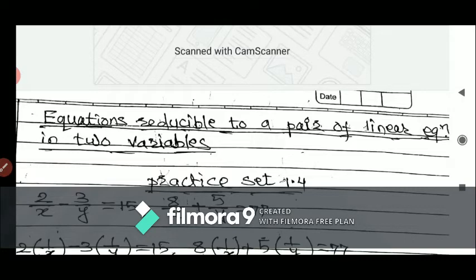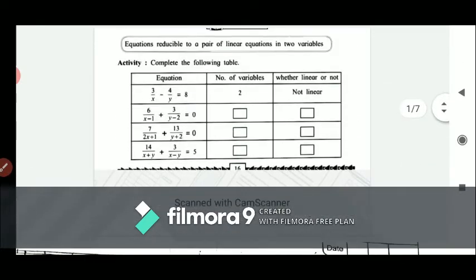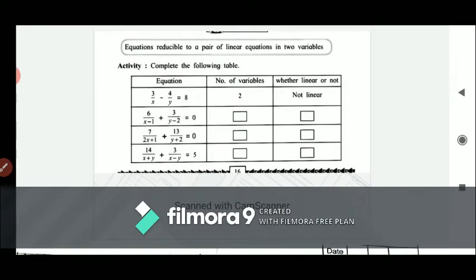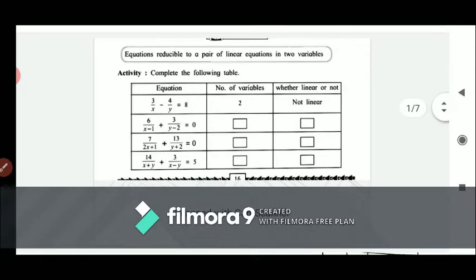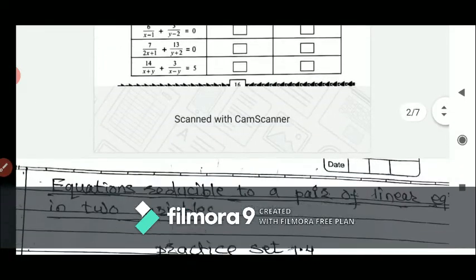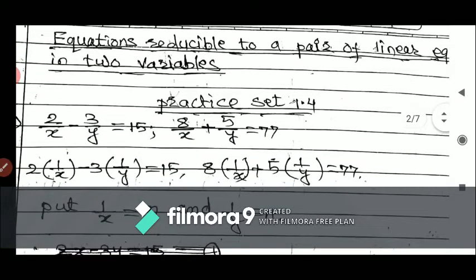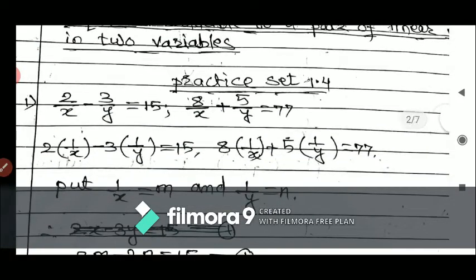Now we have equations reducible to a pair of linear equations in two variables. That means these equations are not linear equations. We convert these equations into linear equations by taking new variables. See here, practice set 1.4. We have to solve the simultaneous equations. See the first example: 2 divided by x minus 3 divided by y is equal to 15.